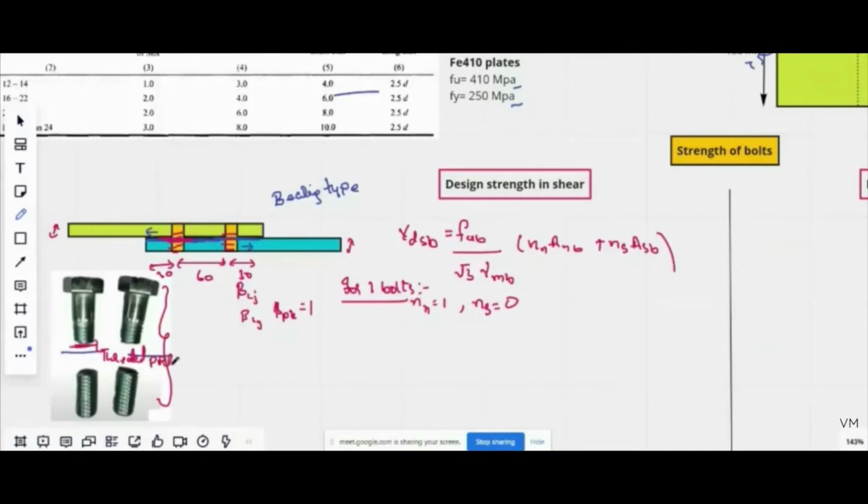The bolt is failing in the threaded portion. It means that the shear plane is intersecting the threaded portion. When it intersects the shank portion, in that case the NS value will become 1. As there is only one shear zone, that is why NN will become 1 and NS will become 0.